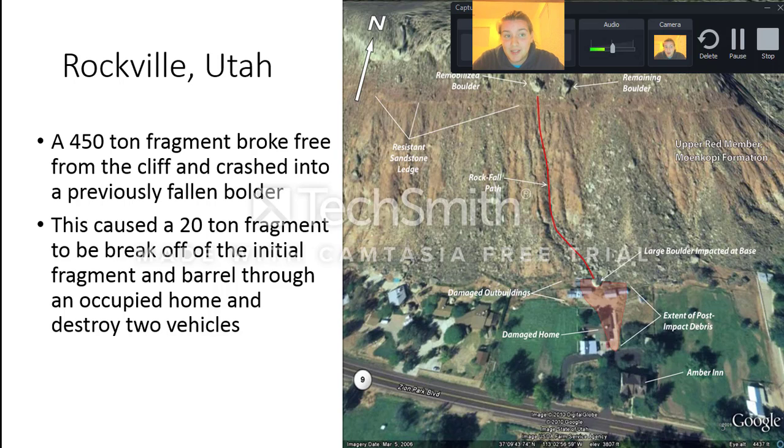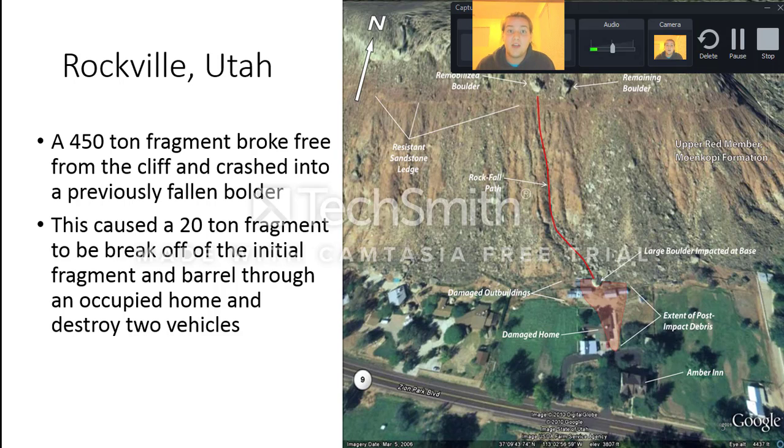So, ironically, in Rockville, Utah, there was a huge rockfall event. And during this event, a 450-ton rock fragment broke free from this cliff that was overlooking a lot of homes and tumbled down the cliff following this path that can be observed here to the right, and collided with a large boulder that was placed there from a previous rock falling event. And thankfully that big boulder was there because it broke this massive fragment up into smaller fragments. Now, a 20-ton fragment is still a huge fragment, but it's not as massive as a 450-ton fragment.